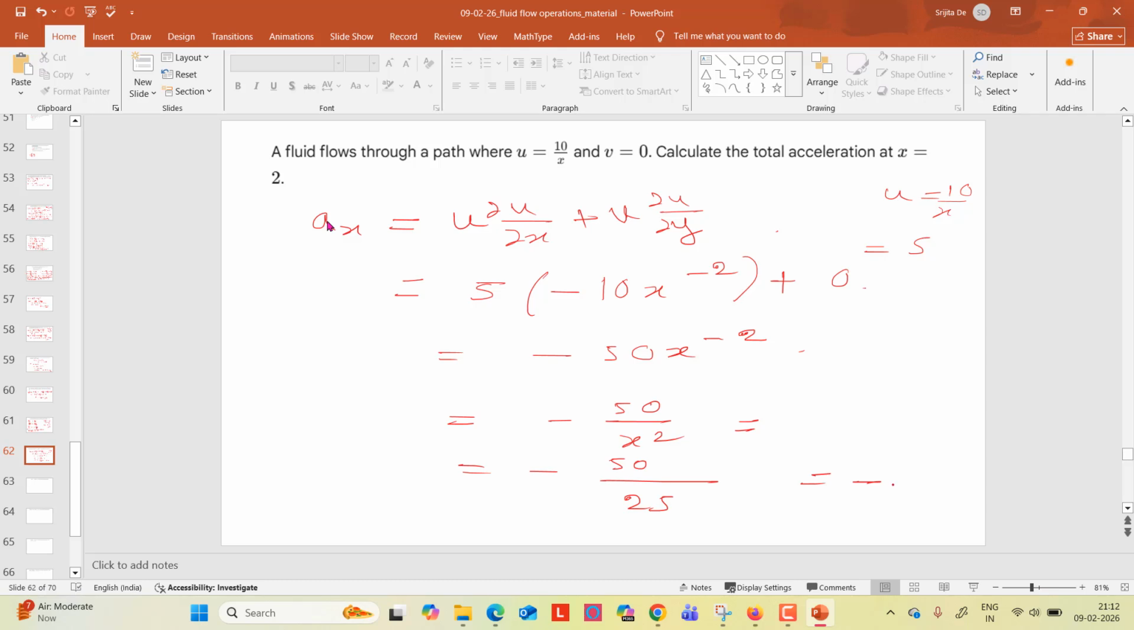Oh, sorry, at x equals to 2. I thought x equals to 5. It is x equals to 2 means 4. So it is coming as minus 12.5. So that is your total acceleration because it doesn't have a y component because v is 0, right? So anyway, it doesn't count.